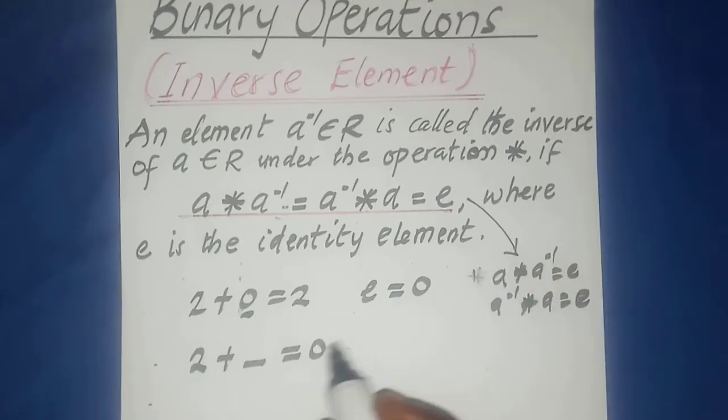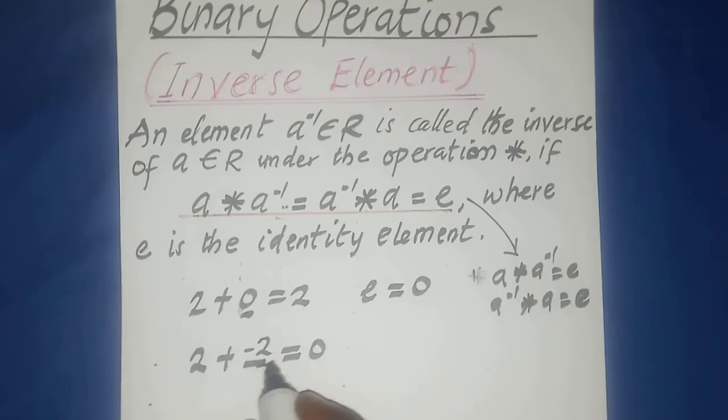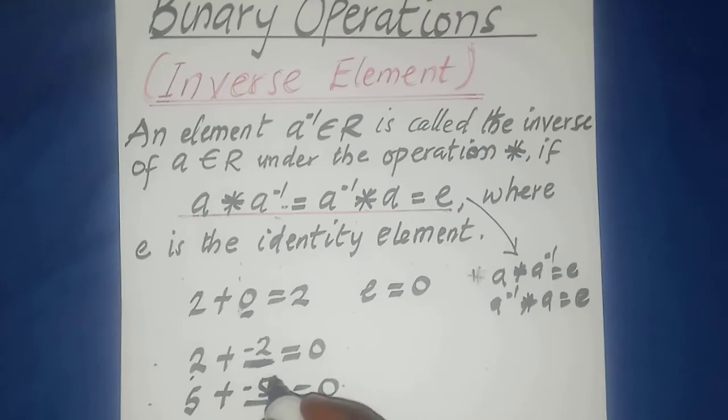Do you realize that the number is what? Negative 2. So we say that negative 2 is the inverse of what? 2. If you pick the number, let's say 5, so 5 plus what number will give you the additive identity? The number, as you know, is what? Negative 5. Therefore, negative 5 is the inverse of what?